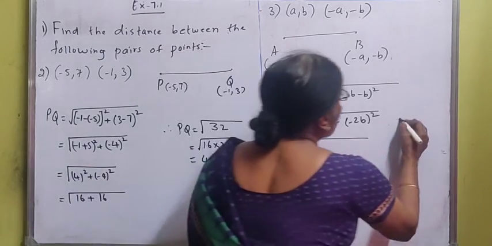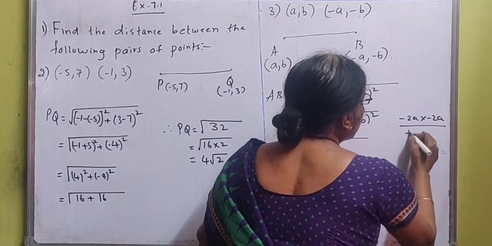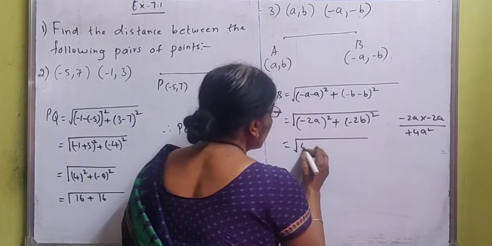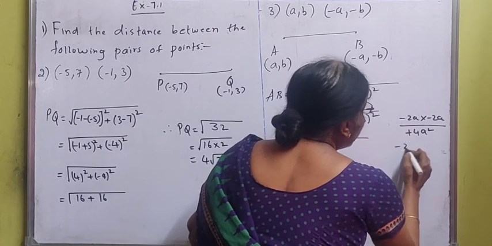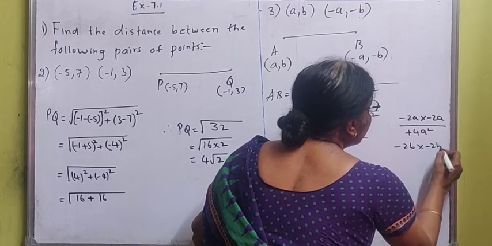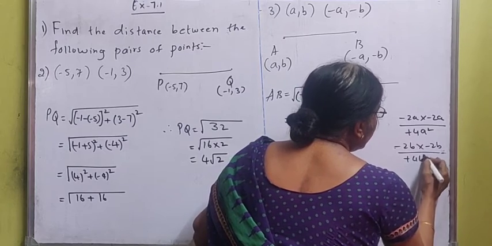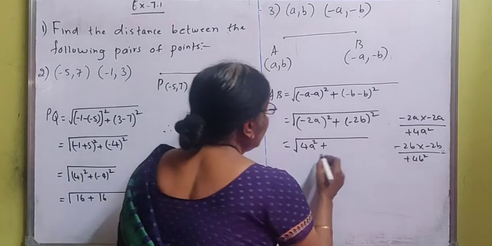whole square. Means what? Minus 2a into minus 2a. Minus into minus is plus. 2 2s are 4. a into a is a square. So what we got is 4a square plus, again, minus 2b into minus 2b. Minus into minus is plus. 2 2s are 4. b into b is b square. So what we got is plus 4b square.